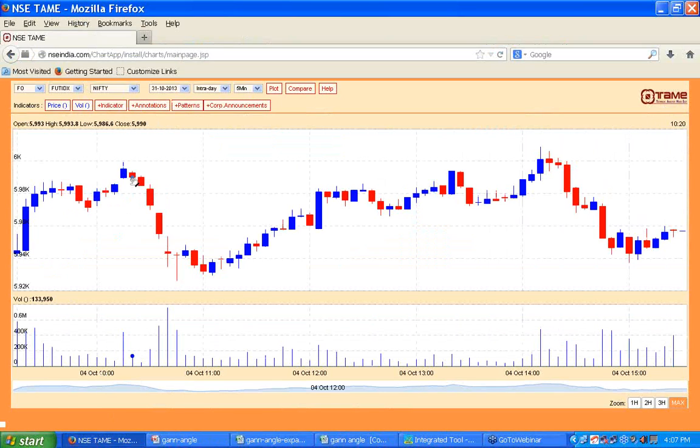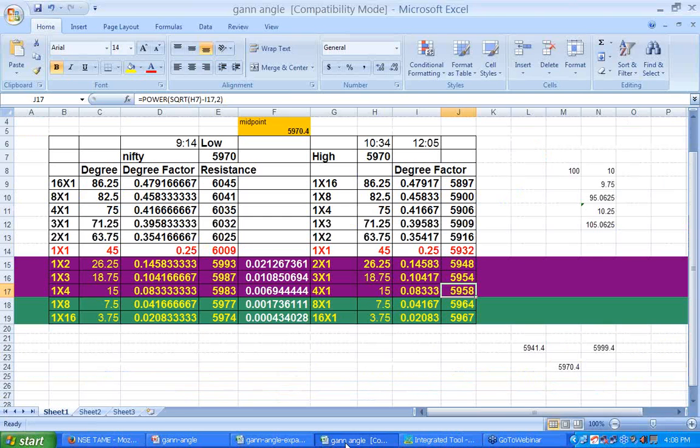The first 9:20 candle has not given us the breakout, the 9:25 candle also has not given us, nor 9:30. Around 10:35 it has given us the breakout, sorry, 10:35 you got the breakout to sell Nifty at 5958. Your maximum expectation is 5897. Let me see what you have achieved for the day.